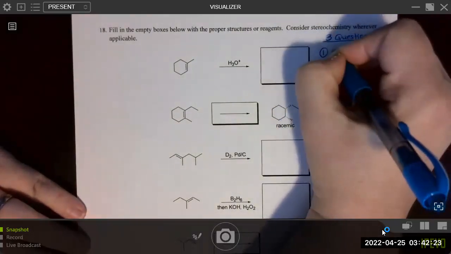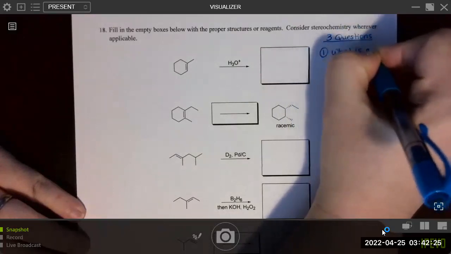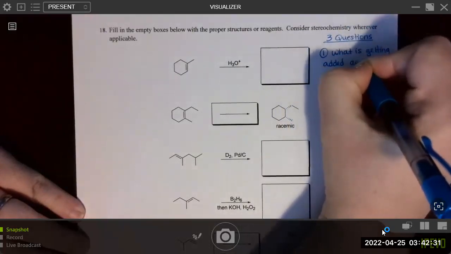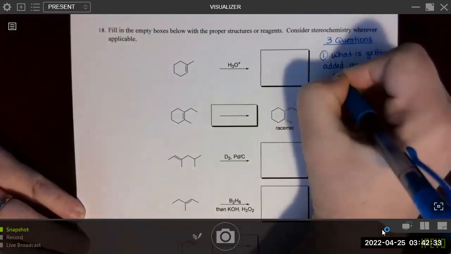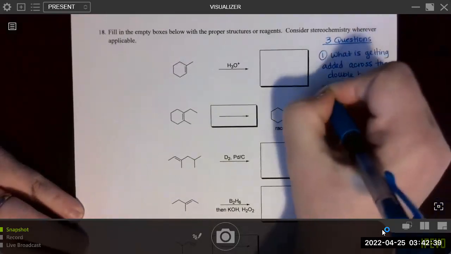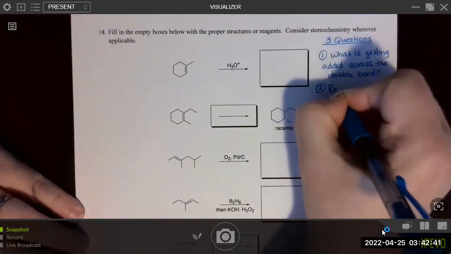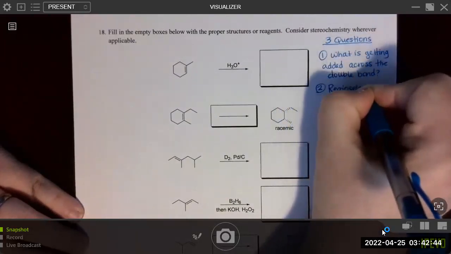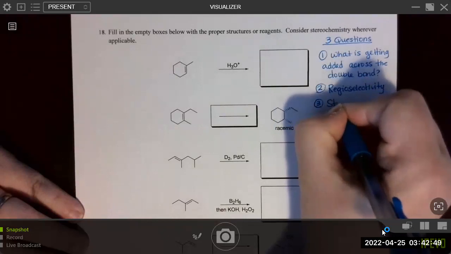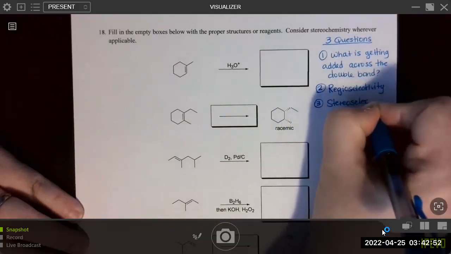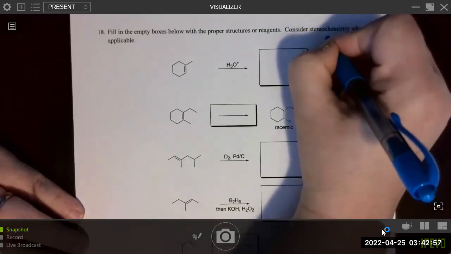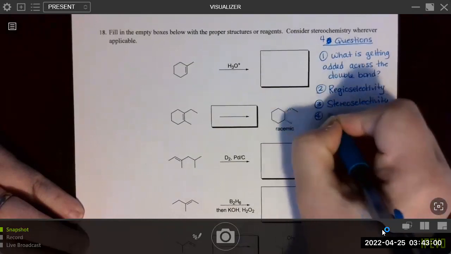Remember our questions, we'll write these in. What is getting added across the double bond? Do I need to consider regioselectivity? What about stereoselectivity? And maybe you almost call it four questions. What about rearrangements?